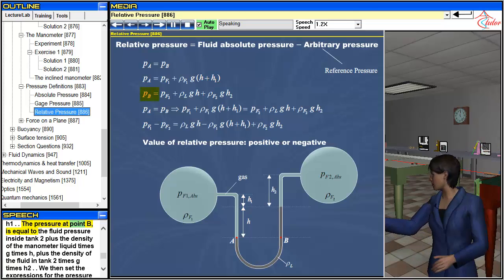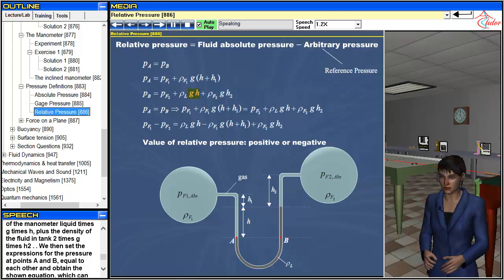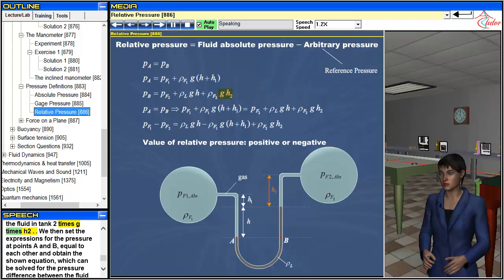The pressure at point B is equal to the fluid pressure inside tank 2 plus the density of the manometer liquid times g times h plus the density of the fluid in tank 2 times g times h2.